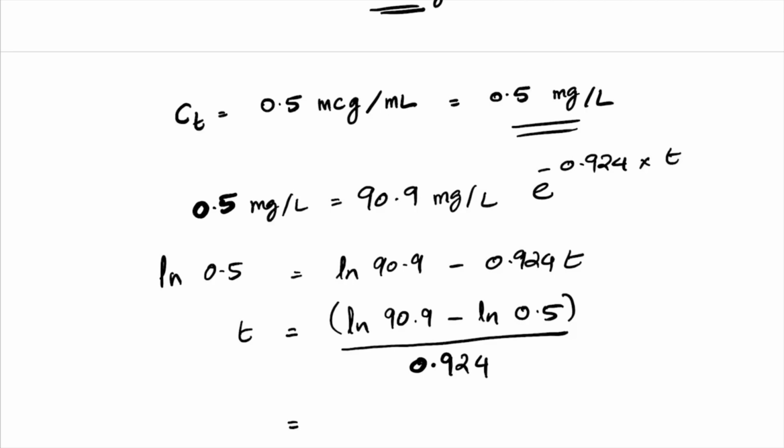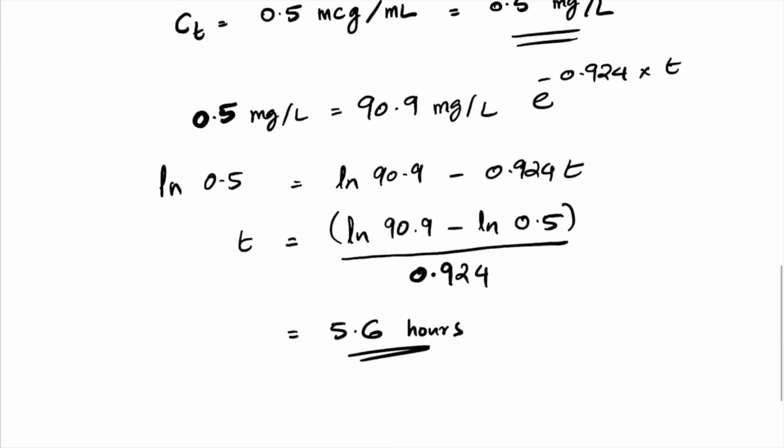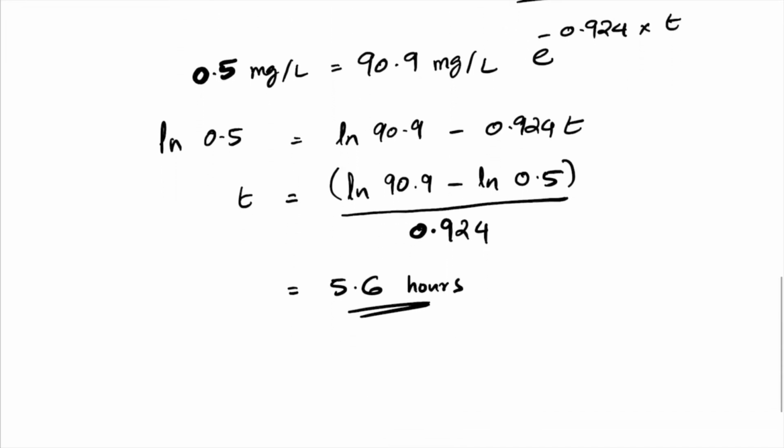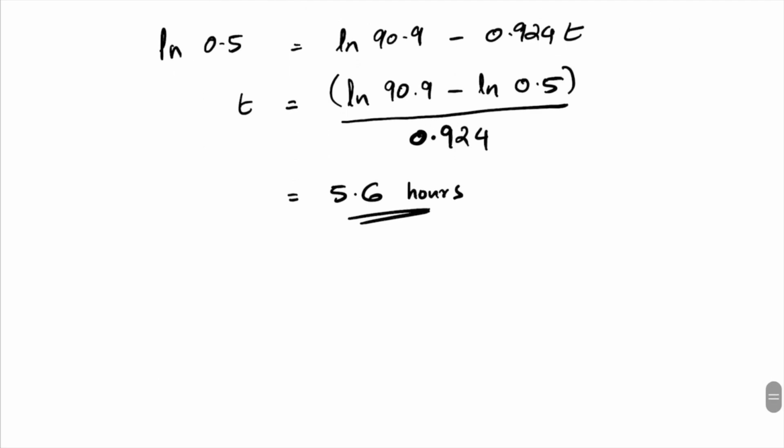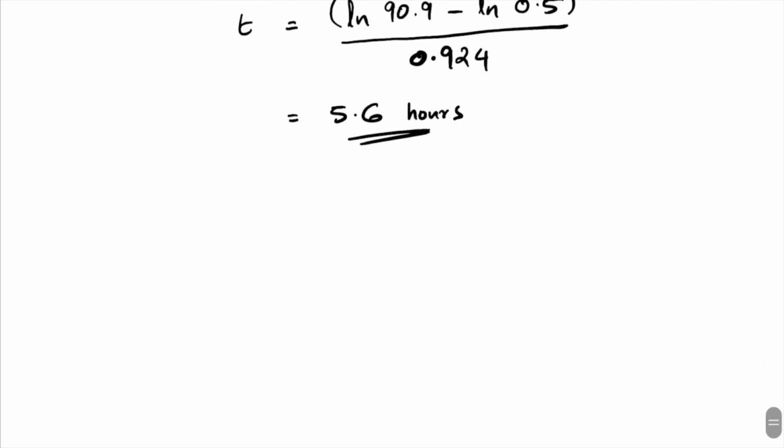So 5.6 hours. So it'll take 5.6 hours for the plasma level to fall down to 0.5 micrograms per milliliter. So that was the first sample problem. You know, there were 3 parts to it. The next sample problem was a data table that was given.